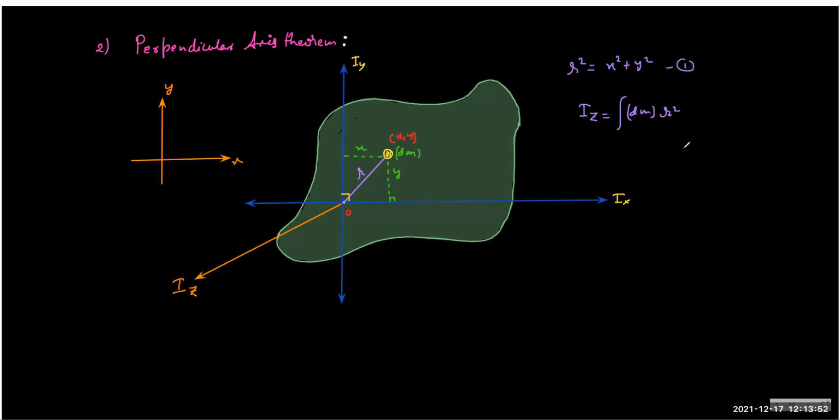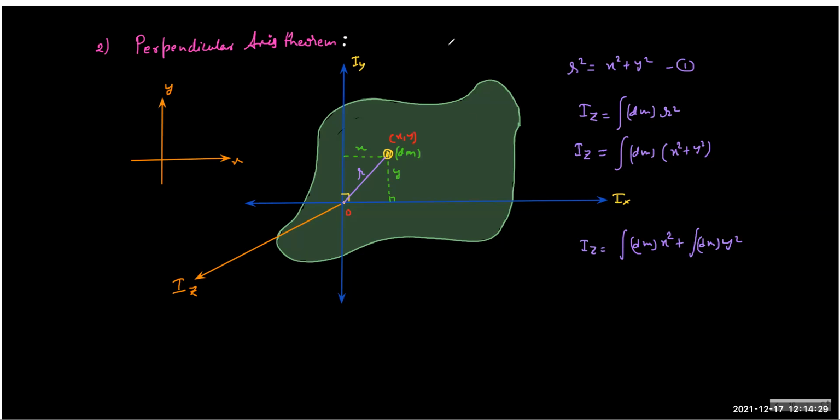Because to know the answer about a given axis, you need to know the distance from the given axis, which in this case is pretty much obvious, r. So my job is done. So what is IZ? Integration of dm r square. And what is dm? Dm is dm. But we can write r square as x square plus y square. Now I can expand this integration. So I can write dm x square and dm y square. So I'm just splitting the answer into two parts.